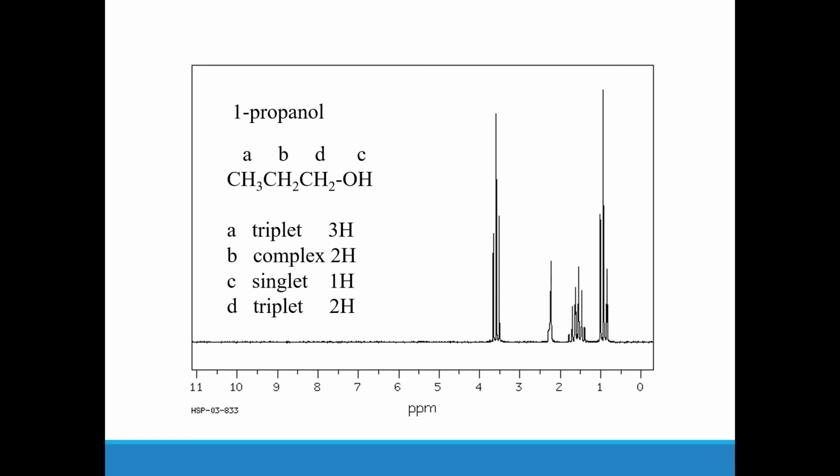And now let's look at propanol. Starting from the hydrogens furthest away, CH3 has 2 neighboring hydrogens. 2 plus 1 is 3, triplet: 1, 2, 3. B has 3 plus 2 plus 1, which is 6, so it's complex: 1, 2, 3, 4, 5, 6. C is our singlet, because remember, alcohols are singlets. So here is the alcohol. And then finally D, which is a triplet because it has 2 neighboring hydrogens: 1, 2, 3.